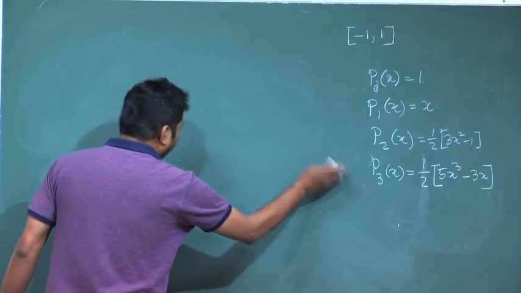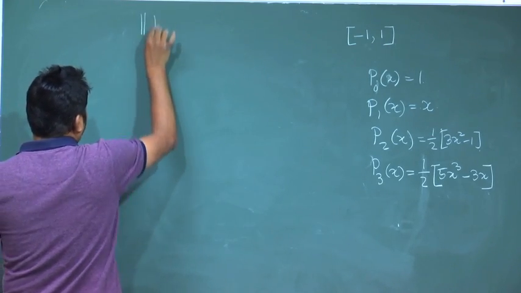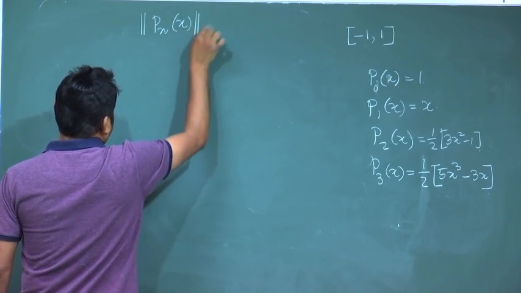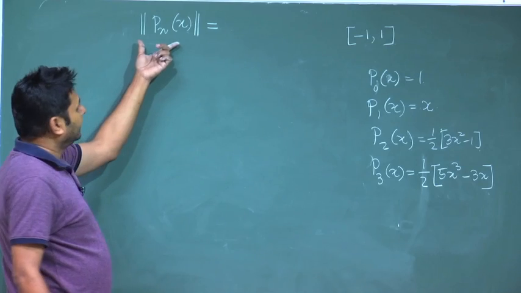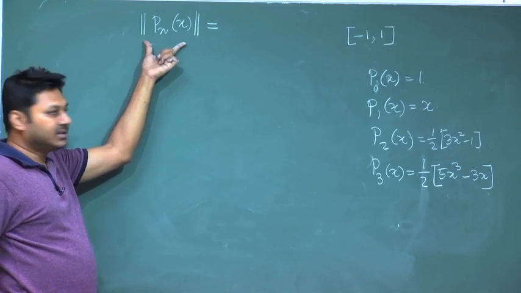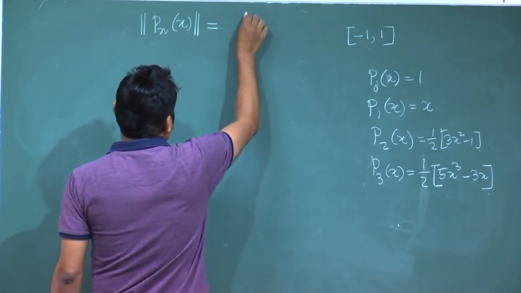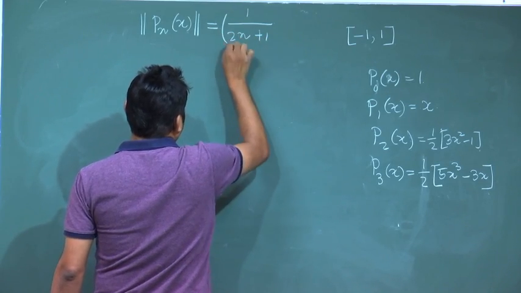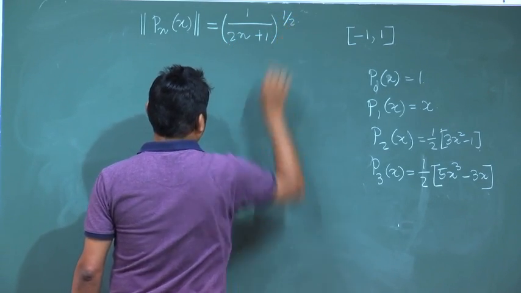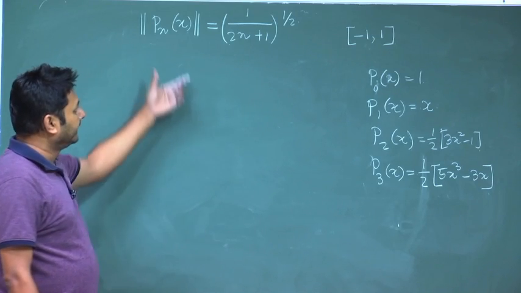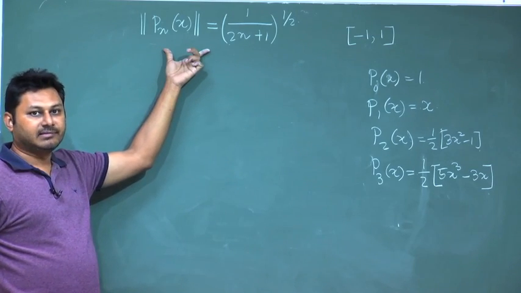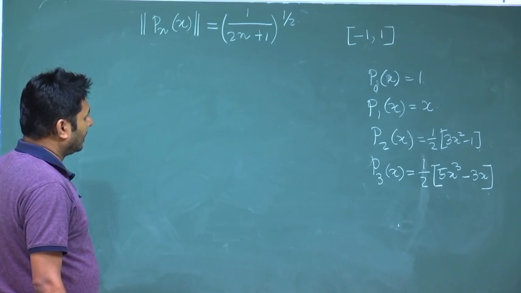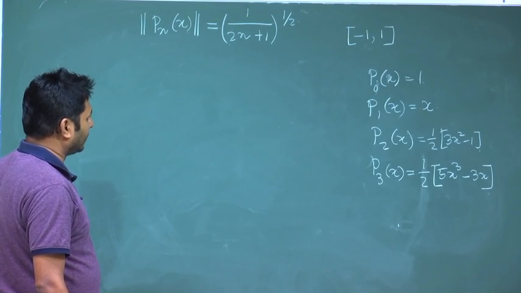Before doing that, I should write a general form for normalization. This is a general form of normalization. So, the norm of the nth order Legendre polynomial is 1 divided by 2n plus 1, whole to the power of half. This is the relation. So, let us check whether really it is following or not.